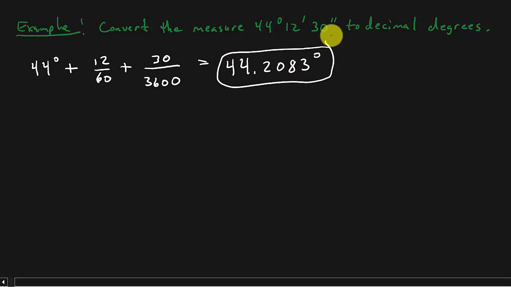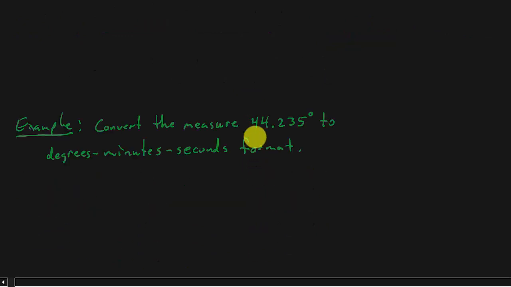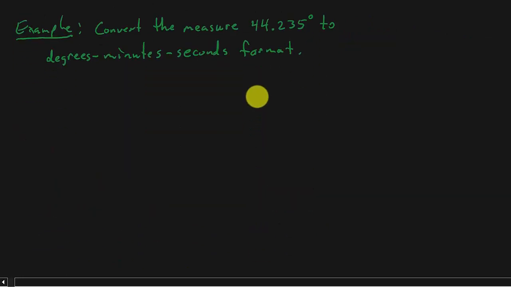All right, now what about this one? Convert the measure to degrees, minutes, seconds. All right, so what are we going to do here? How do we do that? So I've got my 44 degrees here. What you do is you take the decimal here, the 0.235.